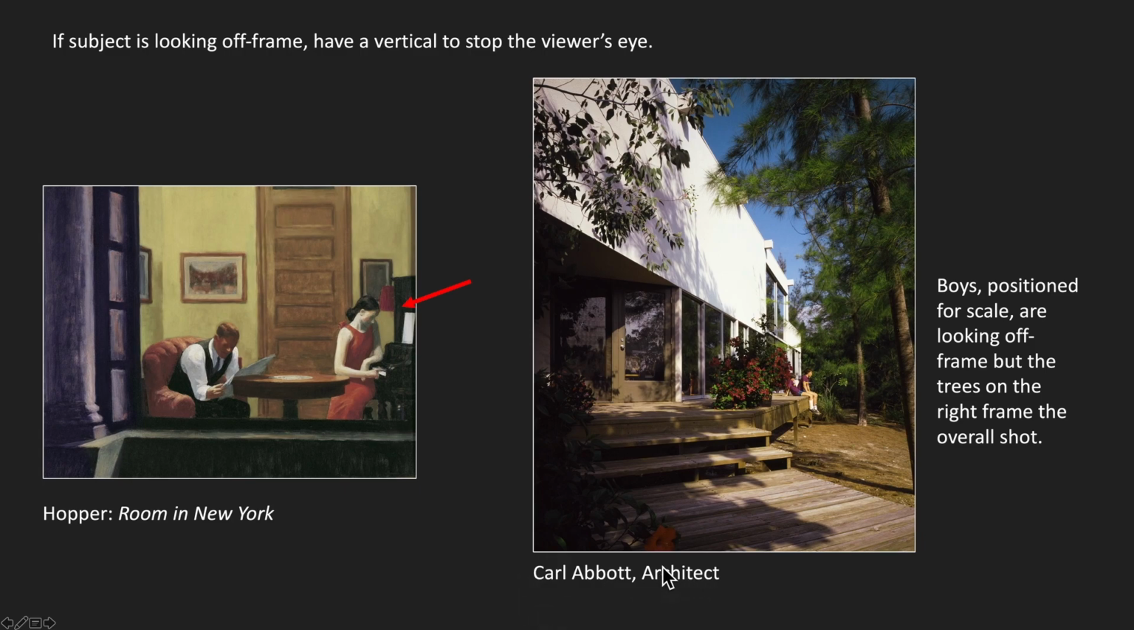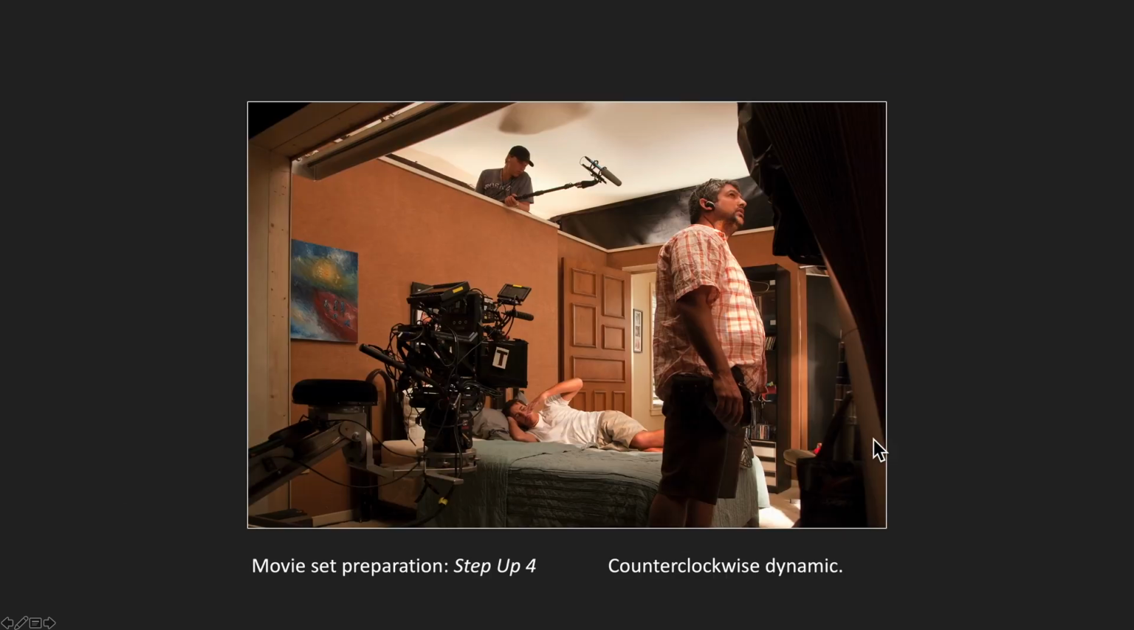So with this photograph of Carl Abbott's house in Sarasota, we have his two boys sitting here for scale. And they're looking off frame, but I have one tree and then a big tree to keep you from moving off frame. They're looking, you go here, you come in, here's a little entrance. That's what we looked at with Cezanne in his landscapes. You give your viewer an entrance in, you turn the corner, you see the building, this angles down this way, they're looking this way, and the trees bring you back into the overall shot.